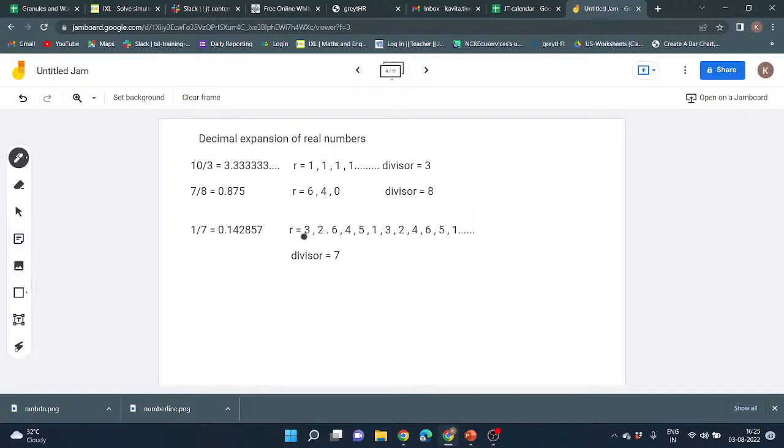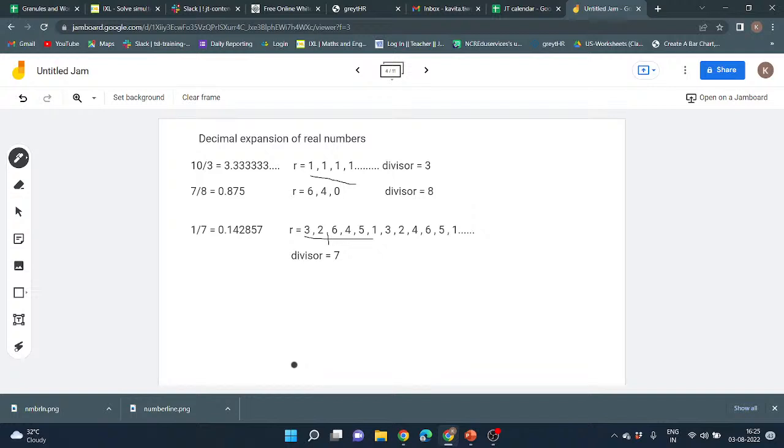Okay, let me underline the entries which are repeating. In the first one, 1 is repeating again and again. In the third one, the repeating numbers are 3, 2, 6, 4, 5, 1. Divisor was 7. So there are 6 entries, 3, 2, 6, 4, 5, 1 in the repeating strings of remainder, and 7 is the divisor.